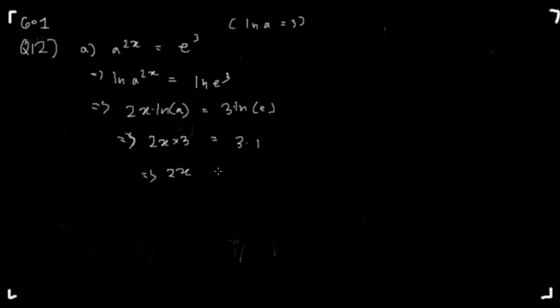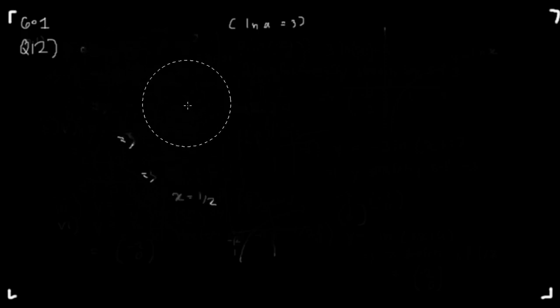From here, we can just divide 3 from both sides. So it's 3 by 3, which is equal to 1, right? Now let's keep 1. That means x is equal to 1 by 2. That's pretty simple. Next one's almost as easy.